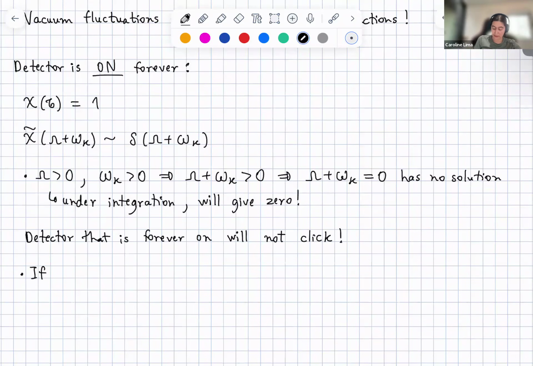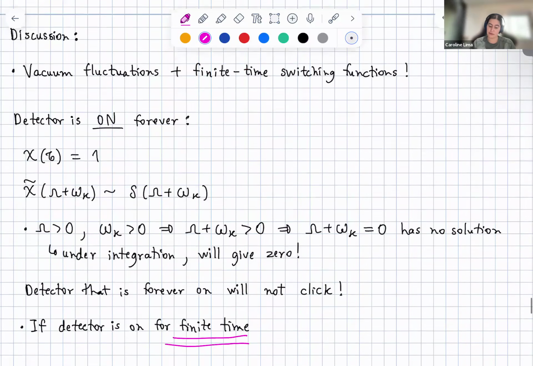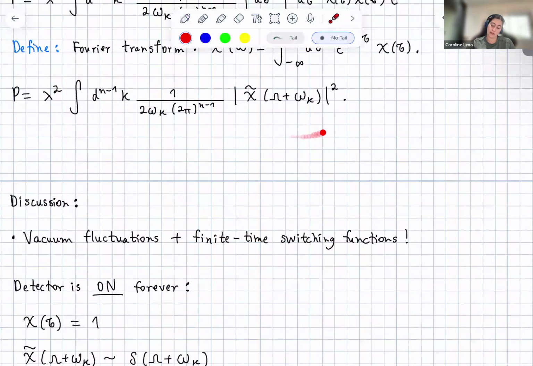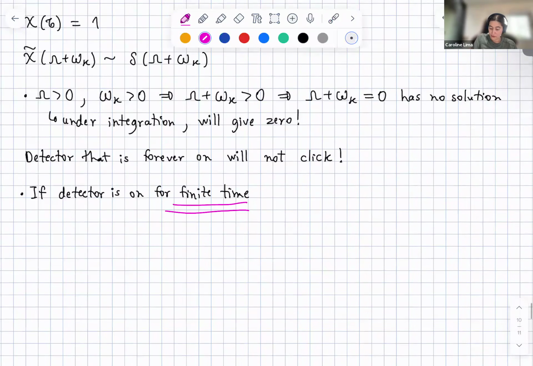Now, if the detector is on for a finite time, for some finite time, then this probability is not going to vanish, okay? If I have something that is on for a finite time, a general expression here, what I see is that this probability of getting excited is non-zero. So if the detector is on for some finite time, it will click. The probability of excitation is non-zero.